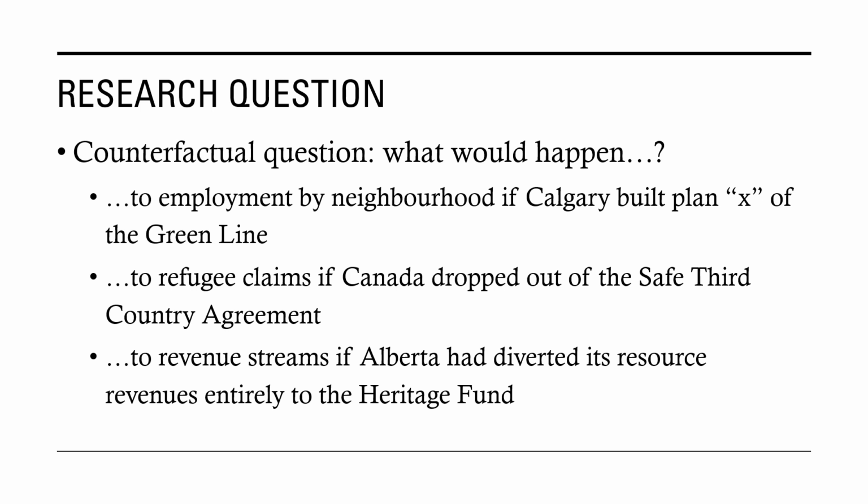What would happen to employment by neighborhood if Calgary built Plan X of the Green Line? What would happen to refugee claims if Canada dropped out of the Safe Third Country Agreement? And what would happen to revenue streams if Alberta had diverted its resource revenues entirely to the Heritage Fund?